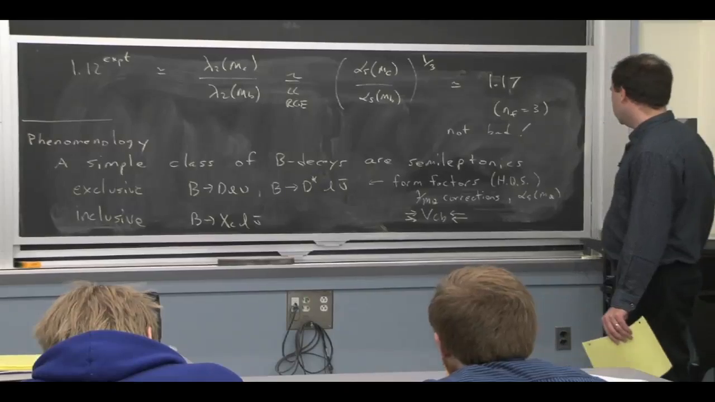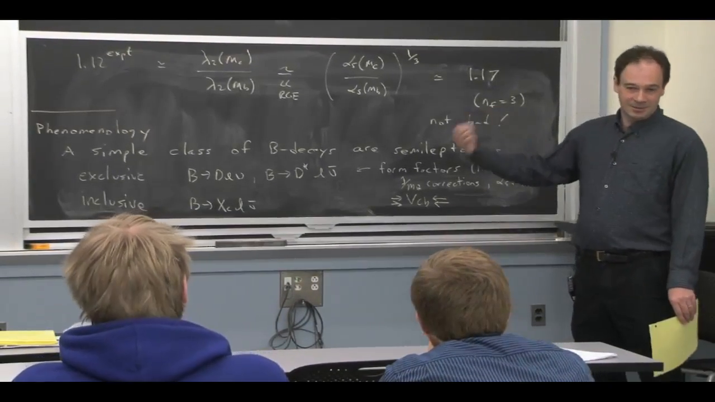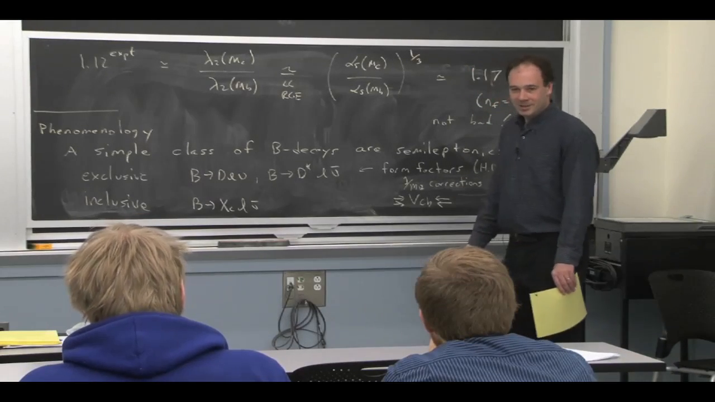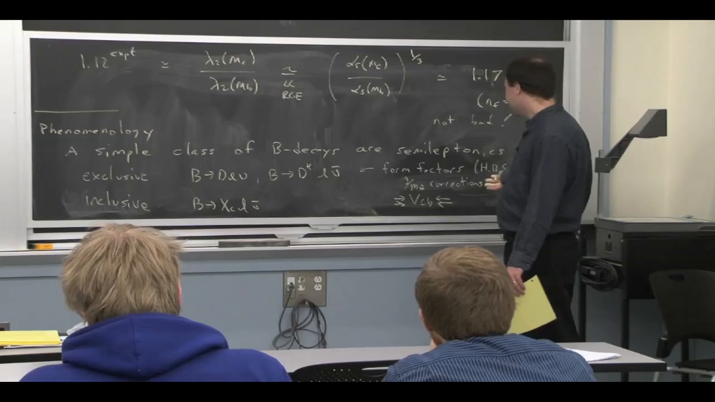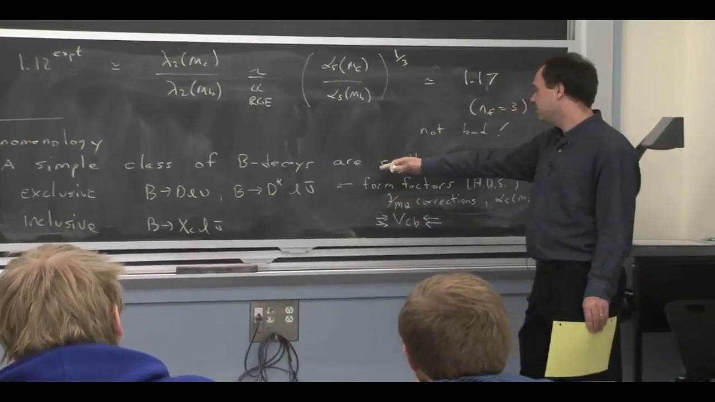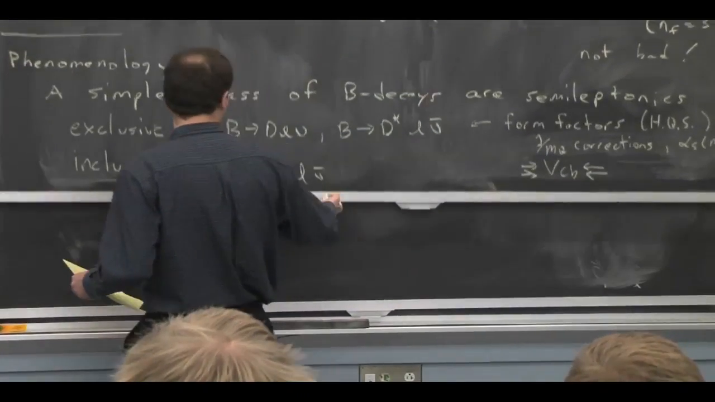Nowadays, the 1 over m_Q squared corrections need to be computed on the lattice. So lattice QCD computes those corrections. The perturbative corrections need to be computed by continuum people like me. So those are computed, and they put these things together to get V_cb from these decays. You could also do it with this inclusive guy.